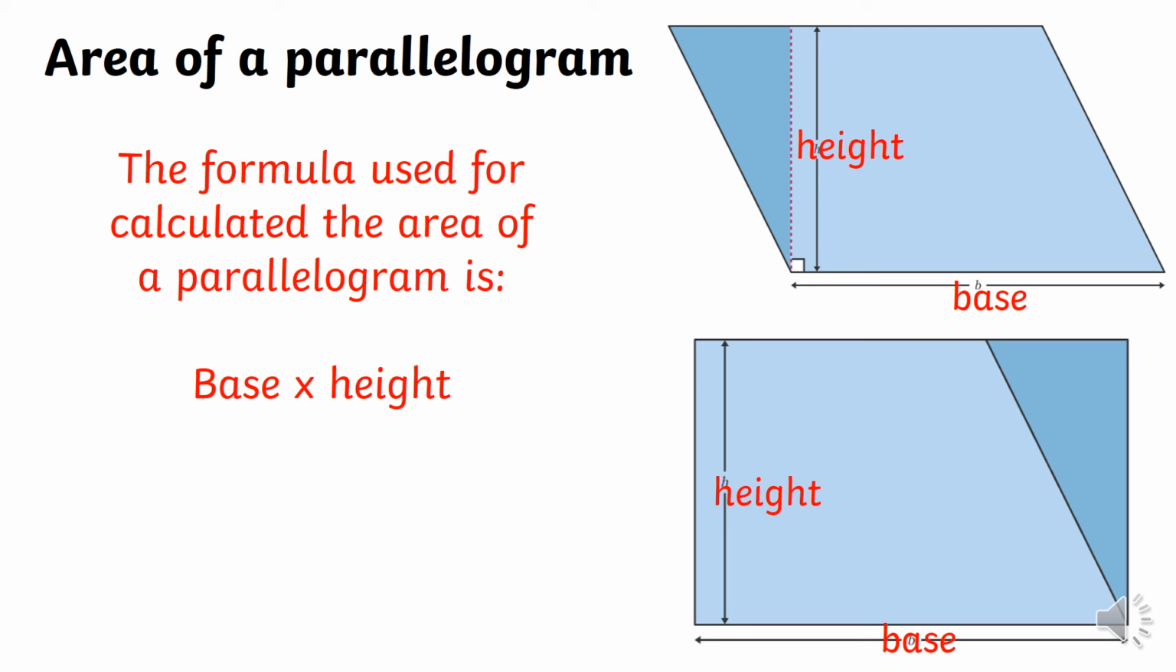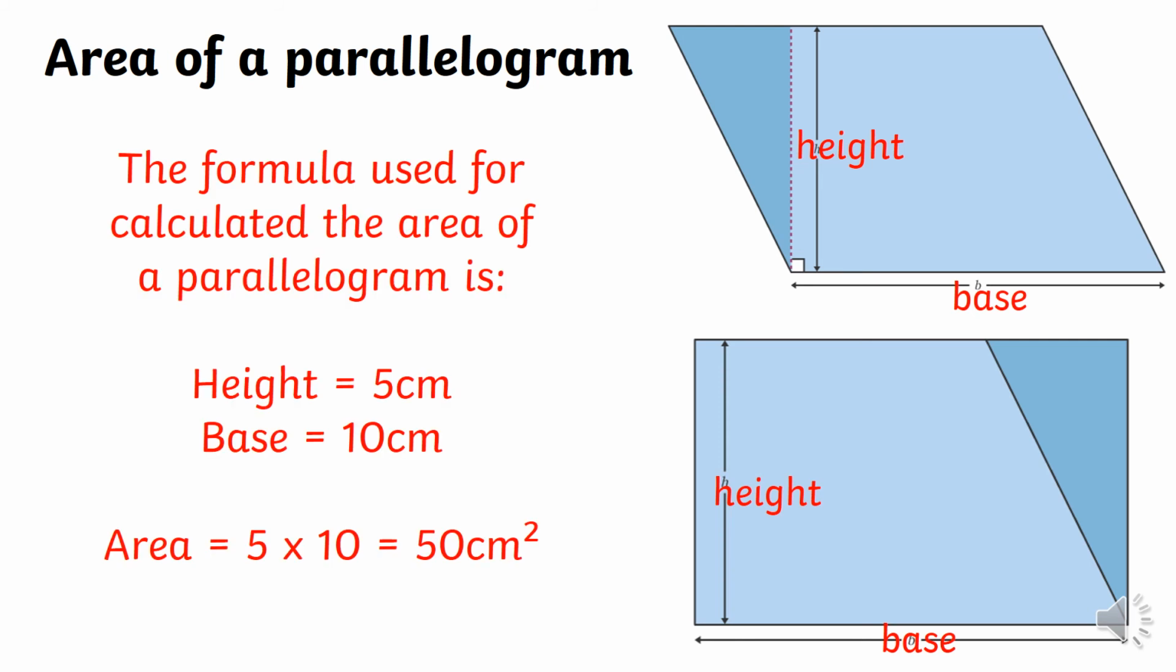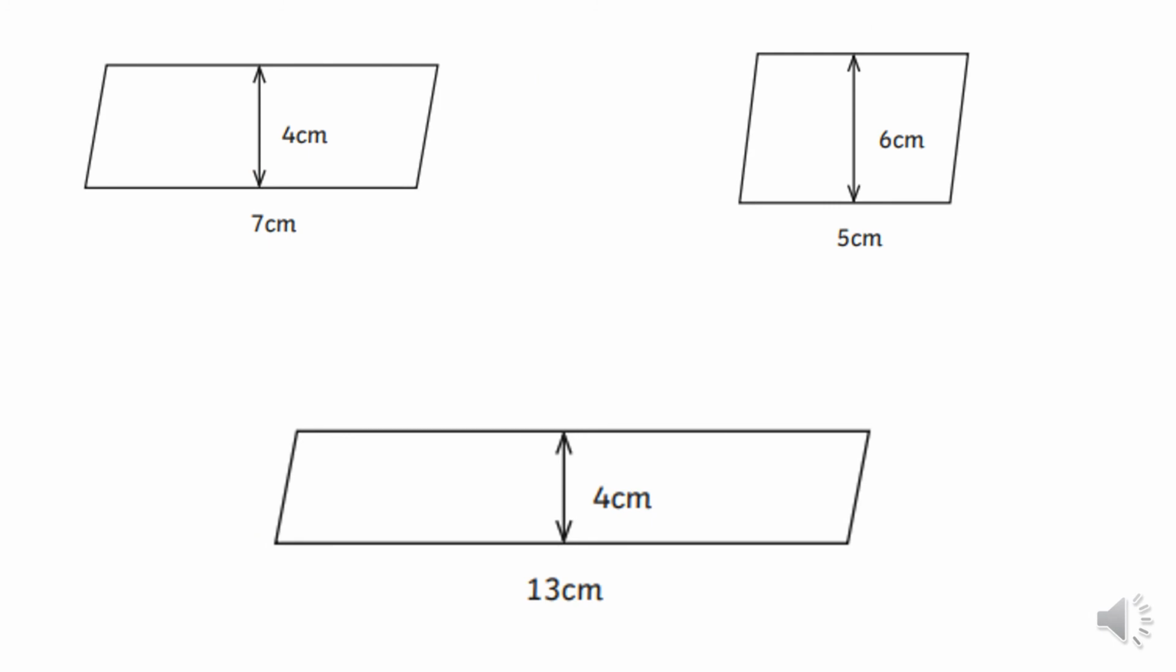So here's an example. If my height was 5 centimetres and my base was 10 centimetres, I would do 5 times 10, which is 50 centimetres squared. Very simple, very similar to the area of a rectangle and square. Could you have a go at these three? The base is the number at the bottom of the parallelogram, and the height is the number in the middle of the parallelogram. I'll give you a couple of minutes to have a go at these three and then I'll put the answers on.